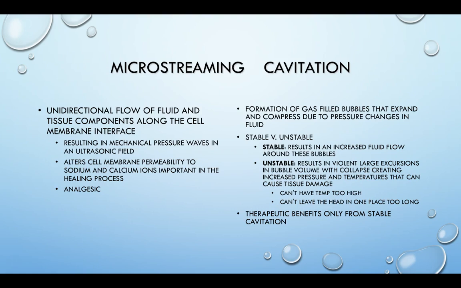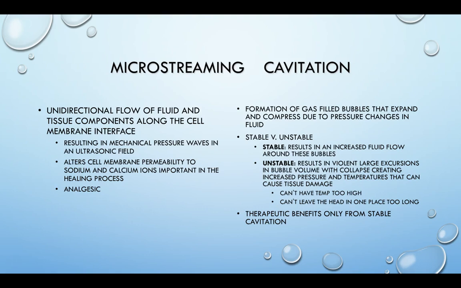Now, if the machine is working properly, we should not be at output levels that could cause unstable cavitation, but you just never know. And so again, we want to keep our intensities below our BNR. So we don't want to reach that 8 watts per centimeter squared with our BNR peaks. And then we want to keep the head moving as well.